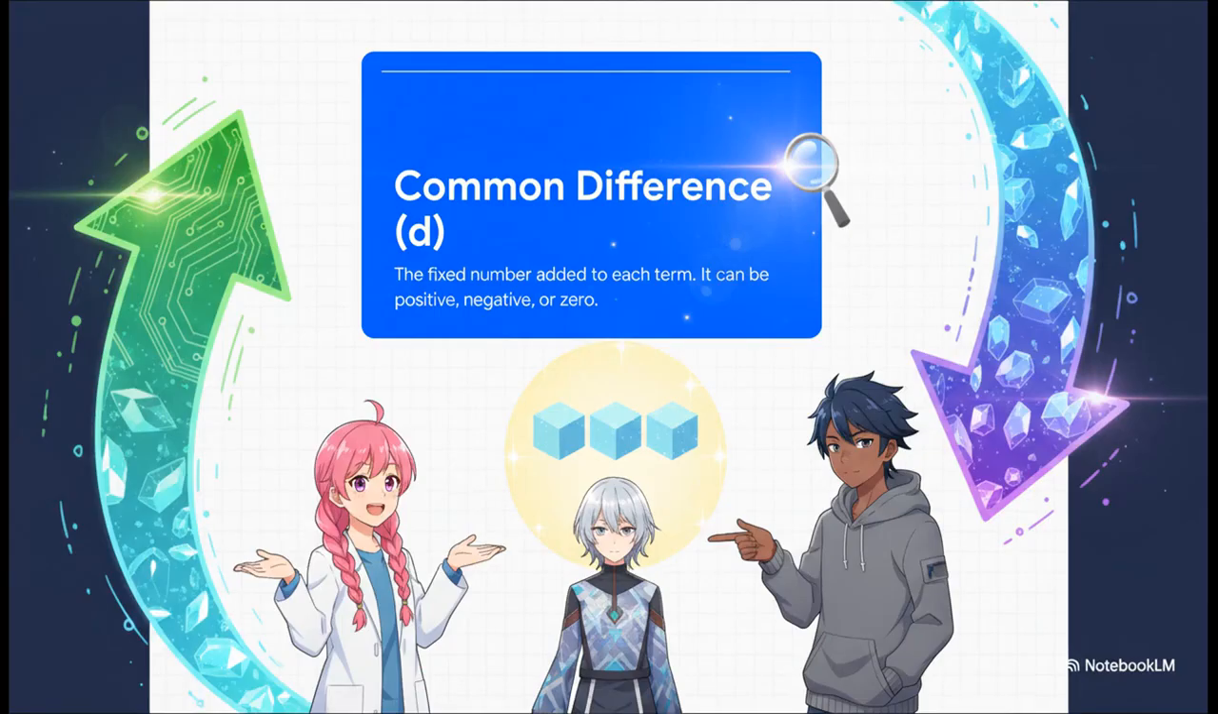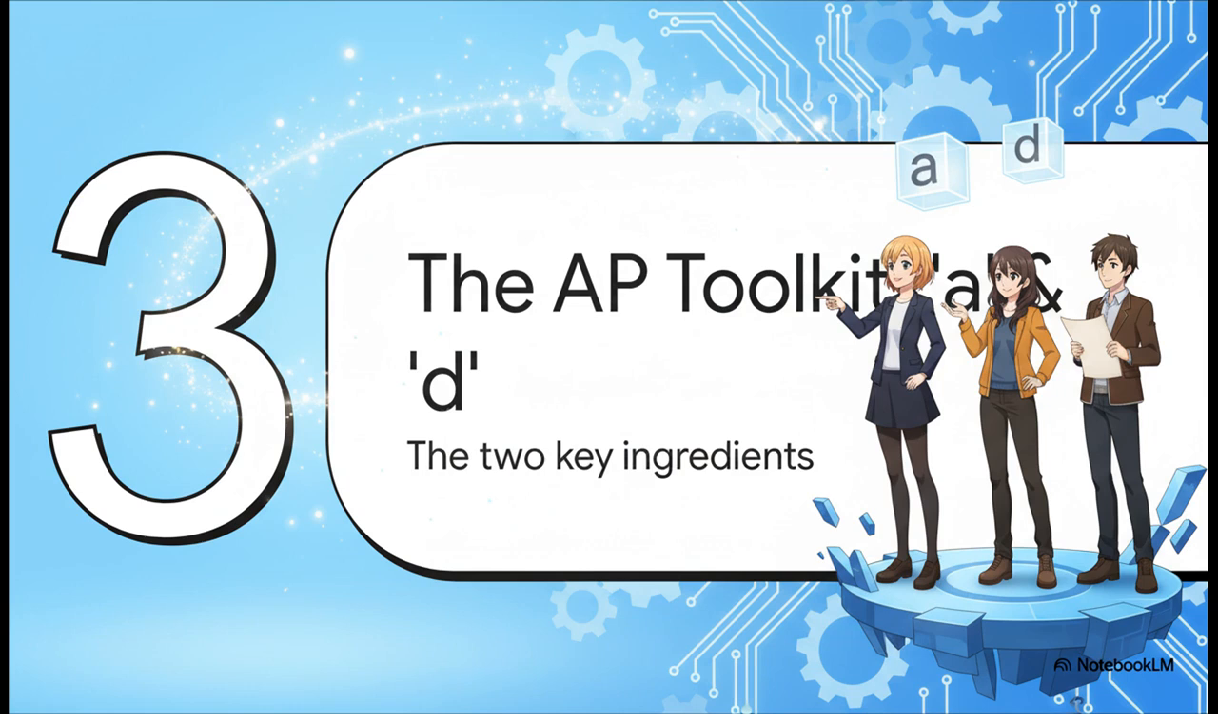And that fixed number we keep talking about? It has a special name too. We call it the common difference, and we represent it with the letter D. And what's really important to remember is that D can be positive, making the numbers go up. It can be negative, making them go down, or it can even be 0, which means the numbers don't change at all.